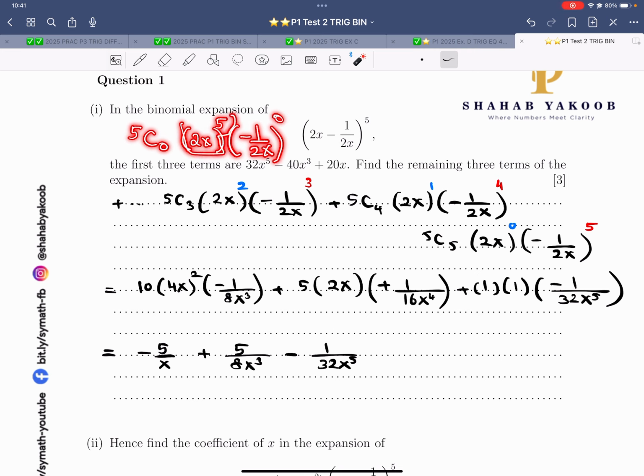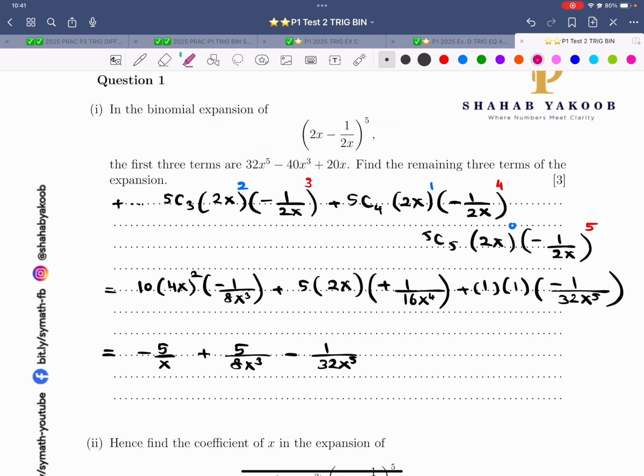So now from this one you can judge that the terms were expanded in the usual manner. 5c0 will give me the first term, 5c1 will give me the second term, 5c2 will give me the third term. So therefore for the fourth term I am writing 5c3 and then 5c4 and then 5c5. And then you just write it out the normal way.